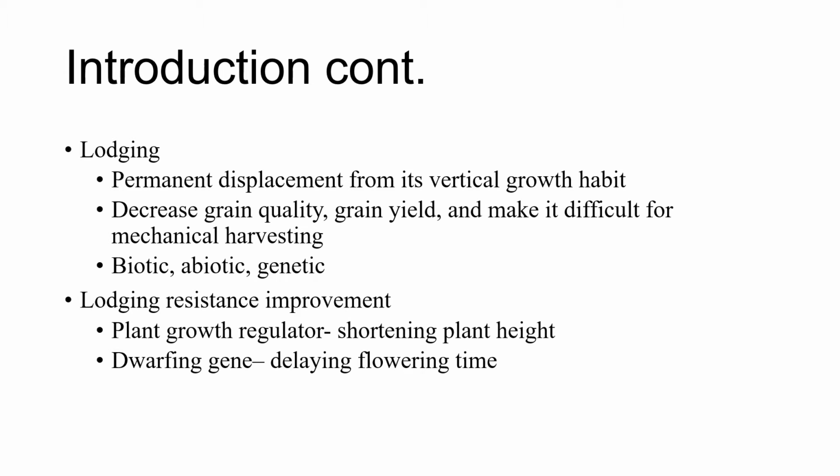Lodging can also be improved by the use of plant growth regulators to shorten the plant height and effectively control lodging. The use of dwarfing genes has also been introduced to Brassica napus to shorten the plant height and improve lodging. However, the negative impact of using these dwarfing genes is the delay in flowering time in Brassica napus.